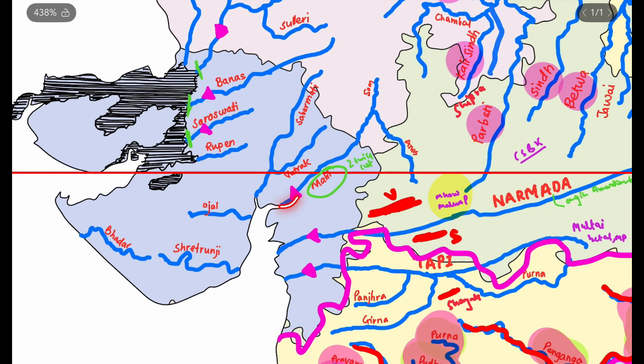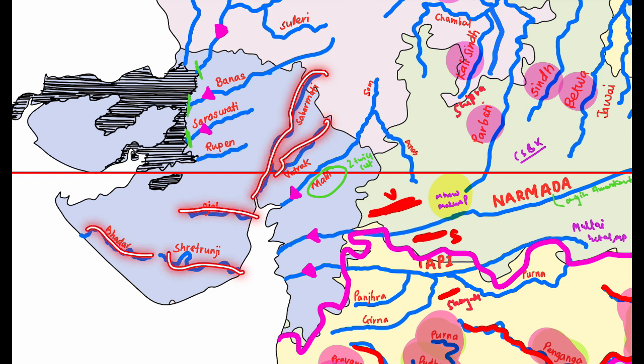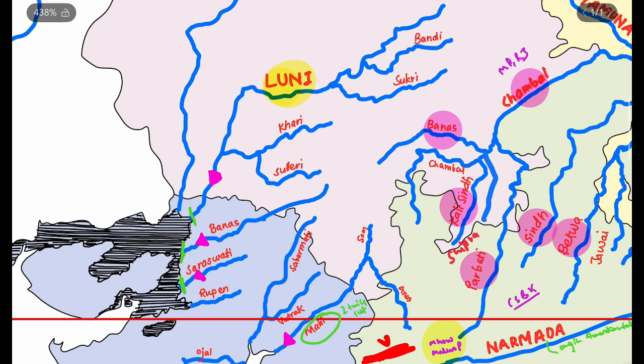Moving westward, we see a river called Mahi. This is a very important river because this is the only river which cuts the Tropic of Cancer twice. See, the Tropic of Cancer has been cut twice. So Mahi is that river. Then Sabarmati, then Bhadar, Ojat, Shatrunji, Bhadra.